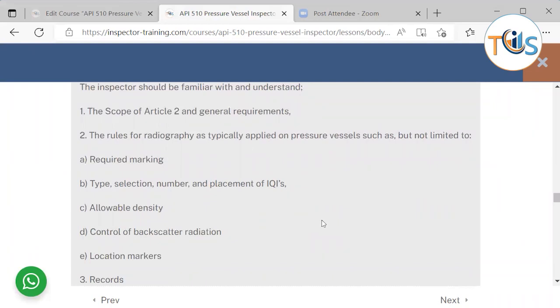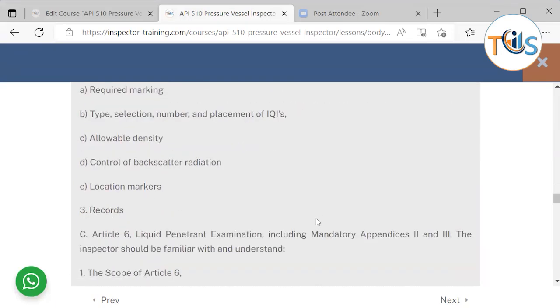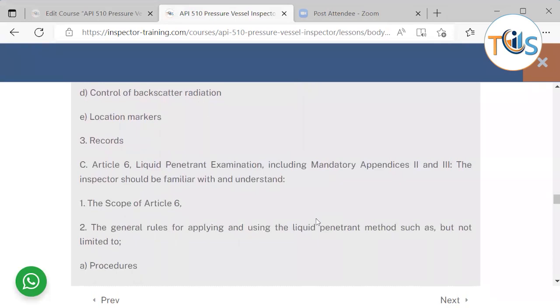radiography. Again, you should know about the reports, records, location markers, number of IQIs. They might ask you which IQI you need, so you need to go to ASME Section 5 if it's an open book question. Find the IQI number. We'll have ample practice questions on this.